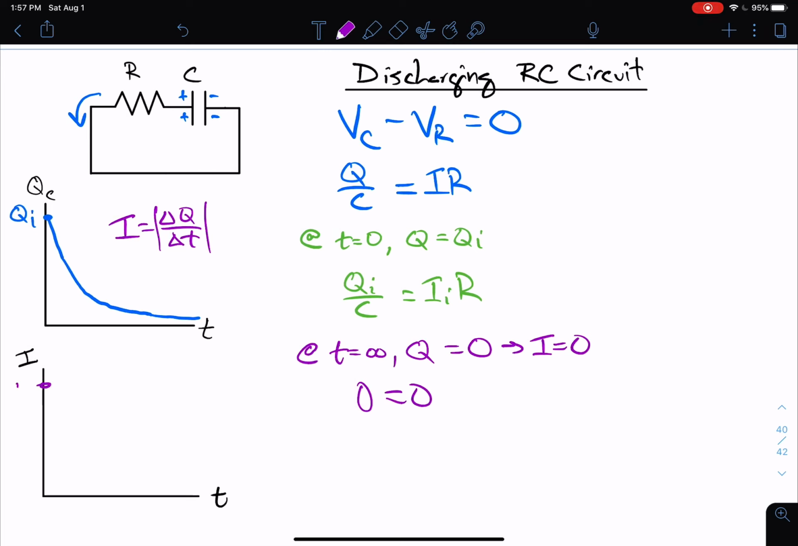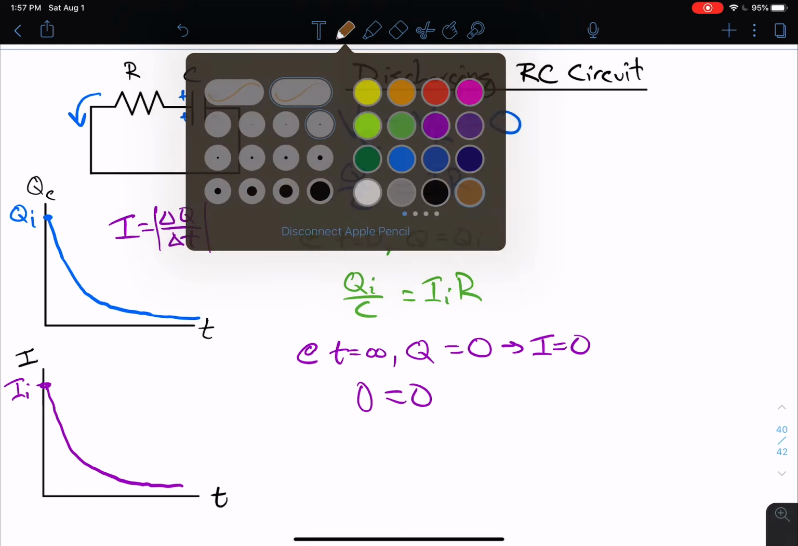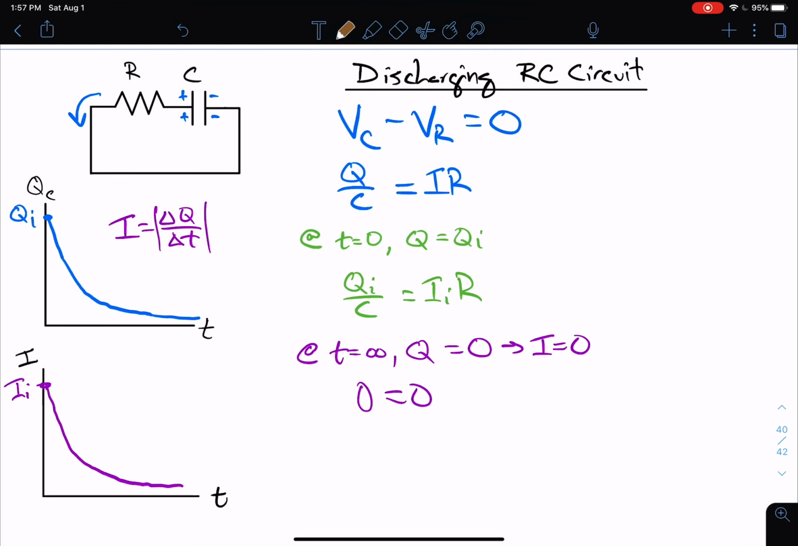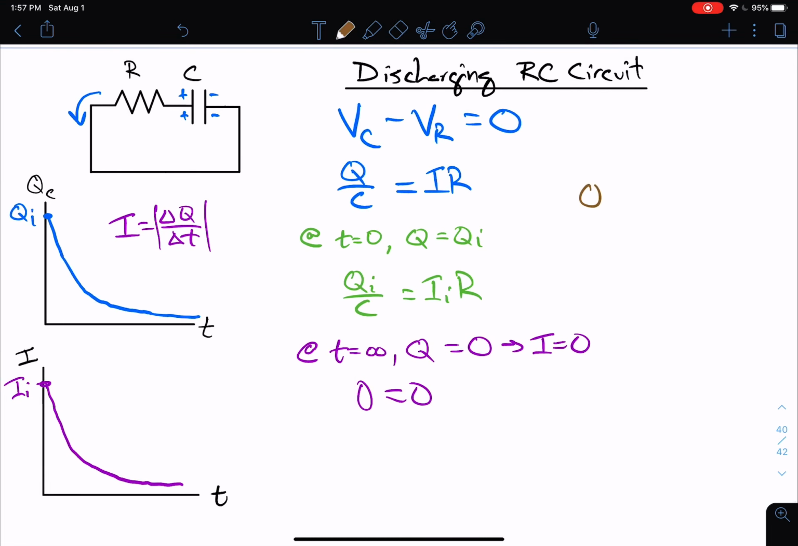Current is going to start out high, some high initial value, but it's going to decrease exponentially. If you go through with calculus, you can show that both of these are indeed exponential decay. The formulas are Q equals Q initial, for the charge of the capacitor, e to the negative t over tau, and the same thing for the current. Exponential decay in both cases.